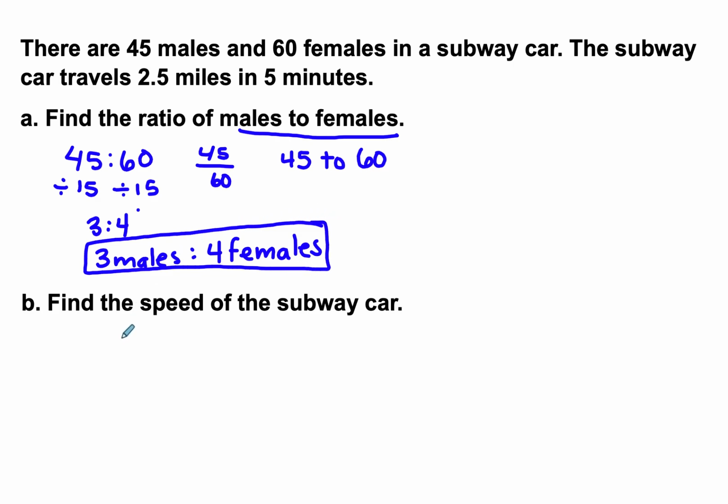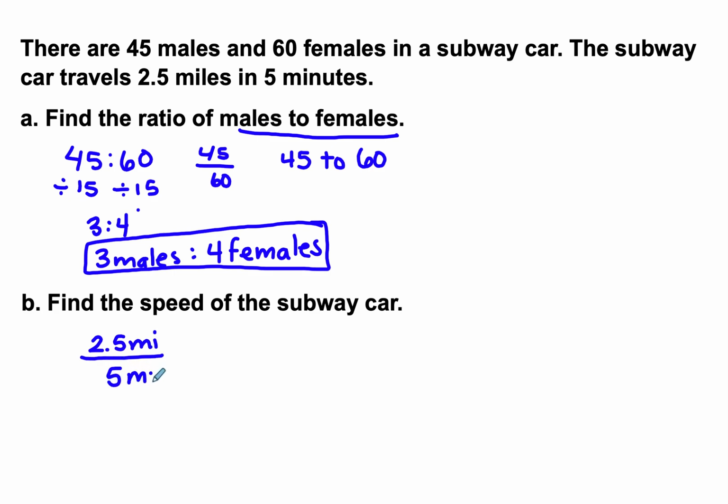All right, and then it says find the speed of the subway car. So when we find speed, that's a rate. So we don't need to simplify it to whole numbers here. We need to figure out how much for one thing. So for our speed, time is always second in speed. So here I'm going to do 2.5 miles in 5 minutes.